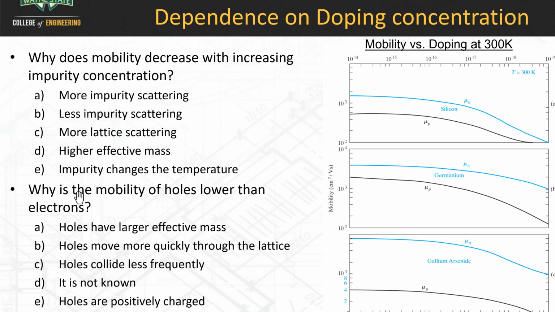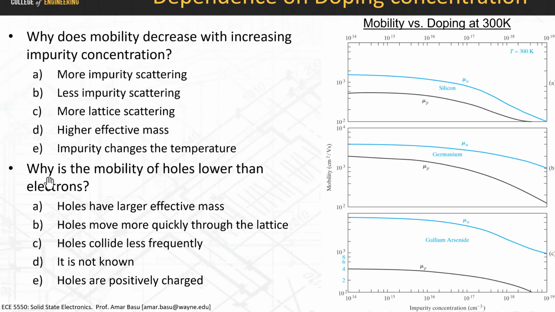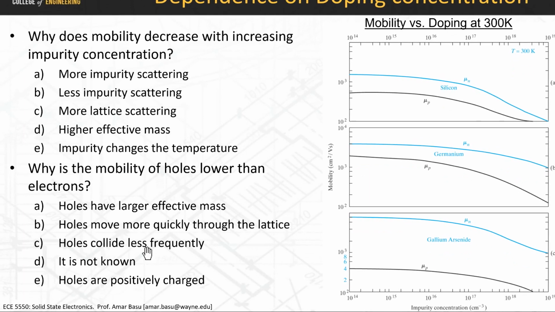All right, so some questions. Why does mobility decrease with increasing impurity concentration? I think we answered this already. It's more impurity scattering. Why is the mobility of holes lower than electrons? We answered that already too. Yeah, they have a larger effective mass. That's right.